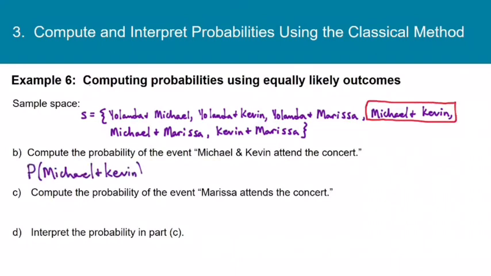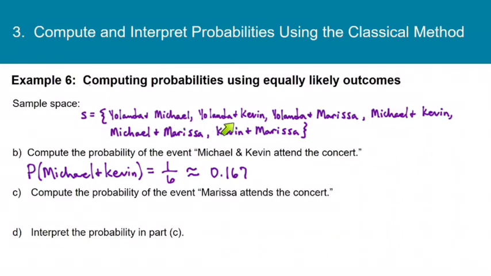So the probability that she chooses Michael and Kevin is 1 out of 6. 1 Michael and Kevin pair out of 6 possibilities. So that's fraction form, or if you need that in decimal form, it is approximately 0.167. And then it says compute the probability of the event Marissa attends the concert.